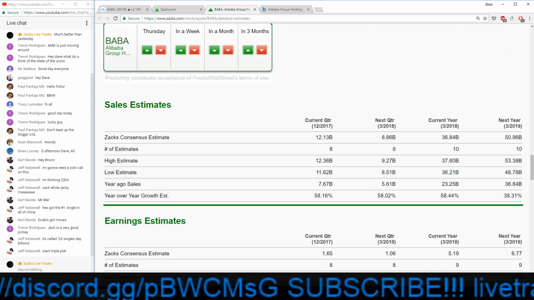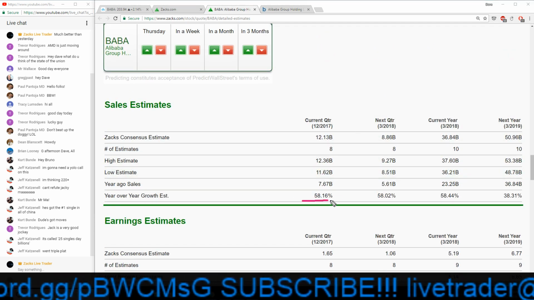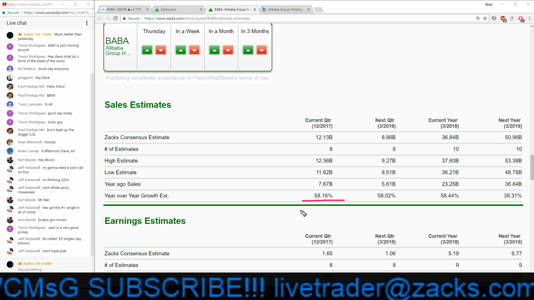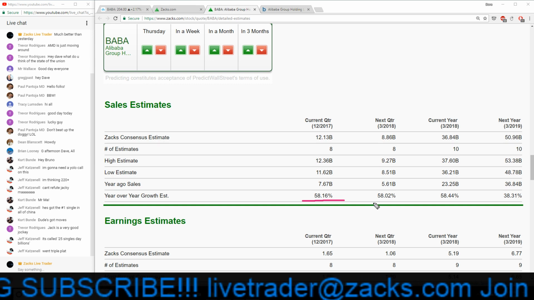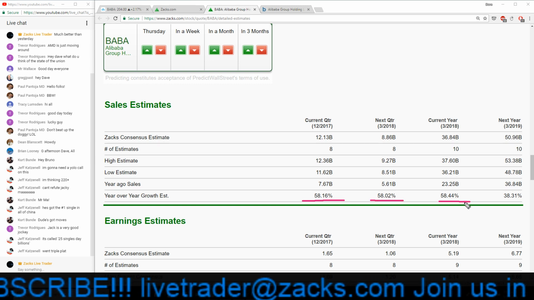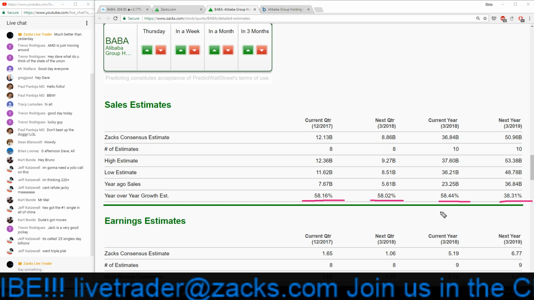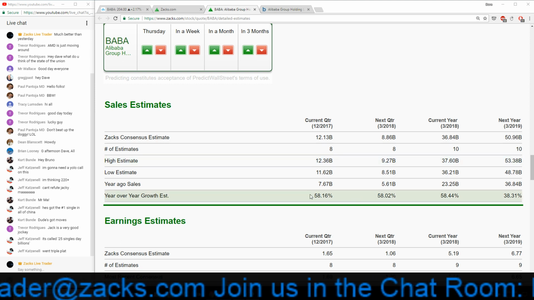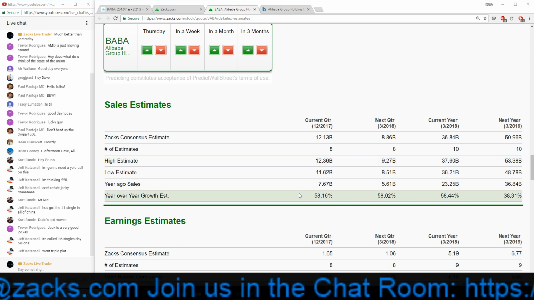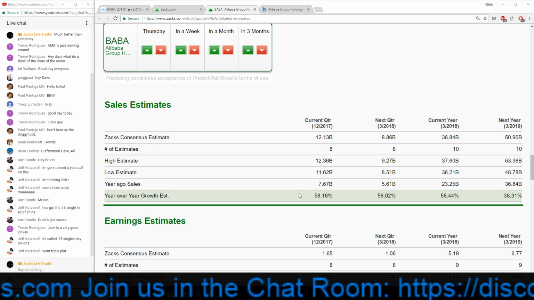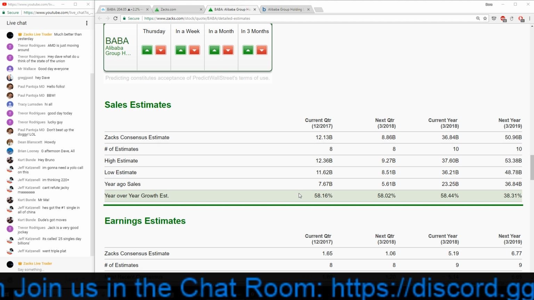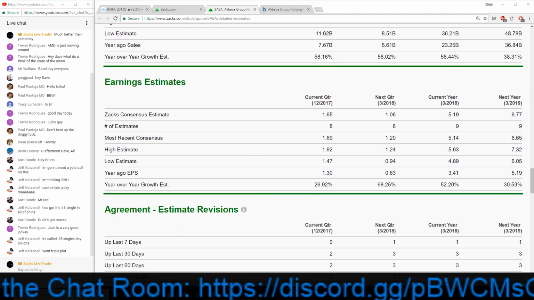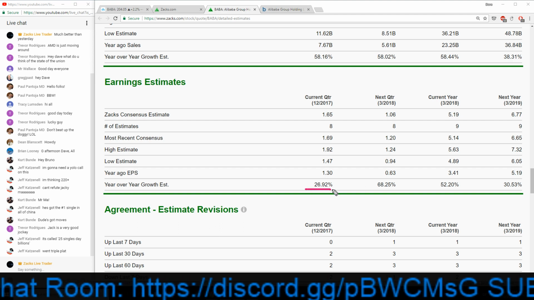Scroll down to these revenue numbers. I mean, this is just staggering. 58.16% year-over-year revenue growth. Next quarter looks like 58. Current year's 58. Next year it's going to slow to 38. That's huge. Huge growth numbers. When we dig into our fundamental charts, we're going to take a look at what does that mean for their price to sales ratio.